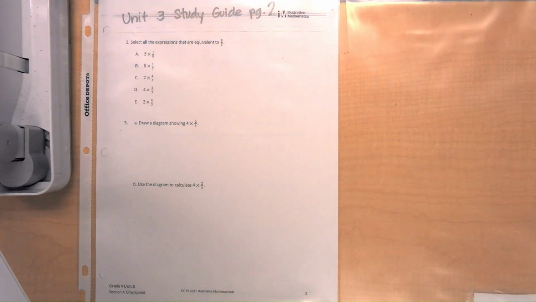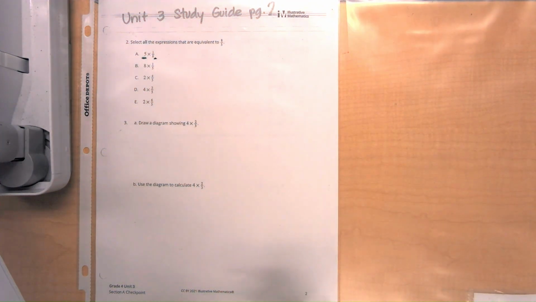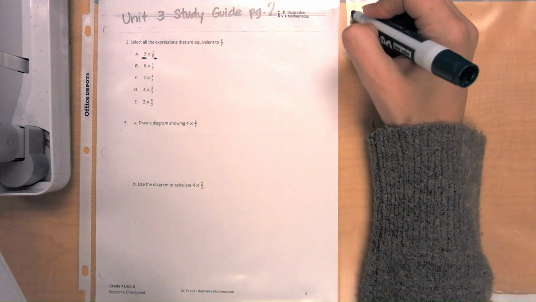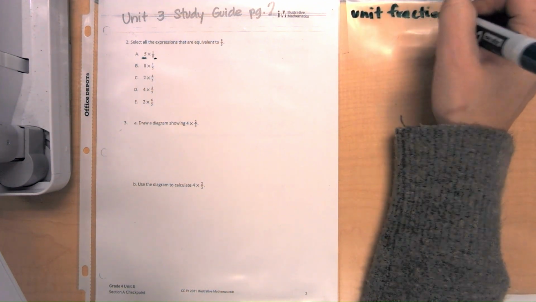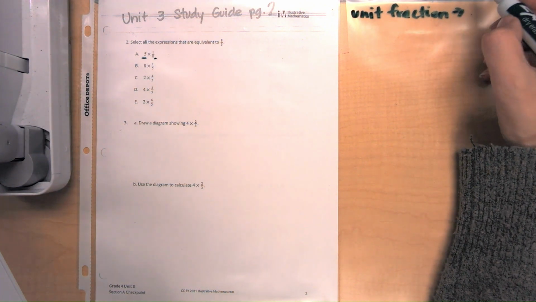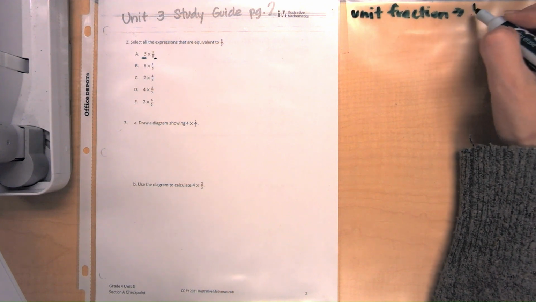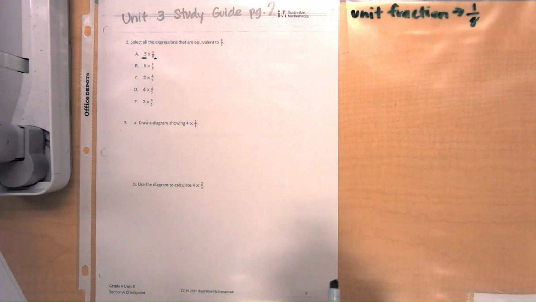All right, this is the second page of your Unit 3 study guide. This is from Section A. In Section A, we were talking about multiplying whole numbers times fractions. Unit fractions, which is right here. A unit fraction is any fraction that has a what? I hope you're answering these things whether you're in your room or on your couch or at your kitchen table. A 1 as the numerator, so 1/8. That would be a unit fraction, right?